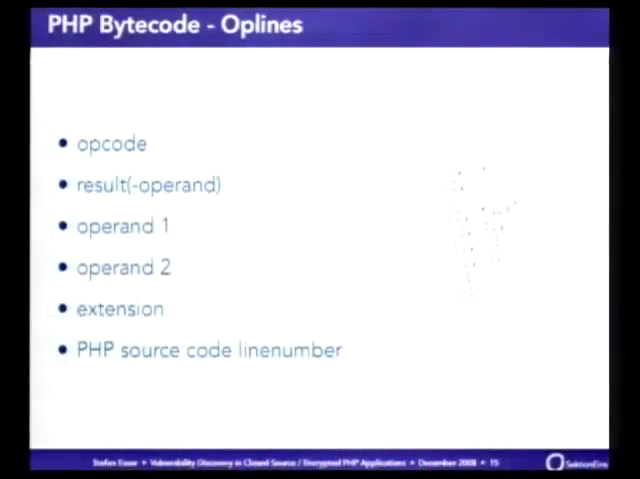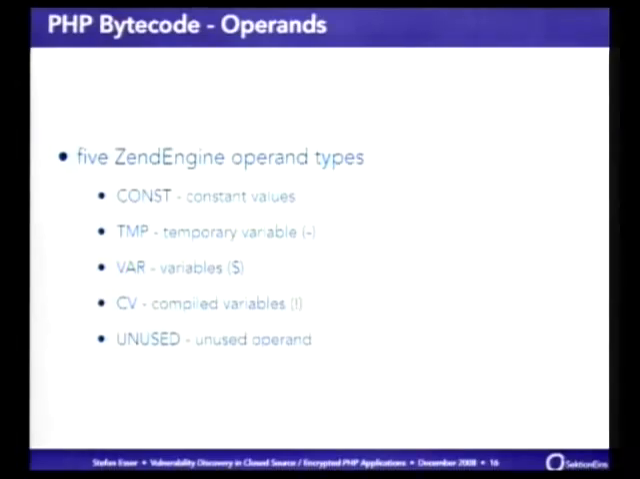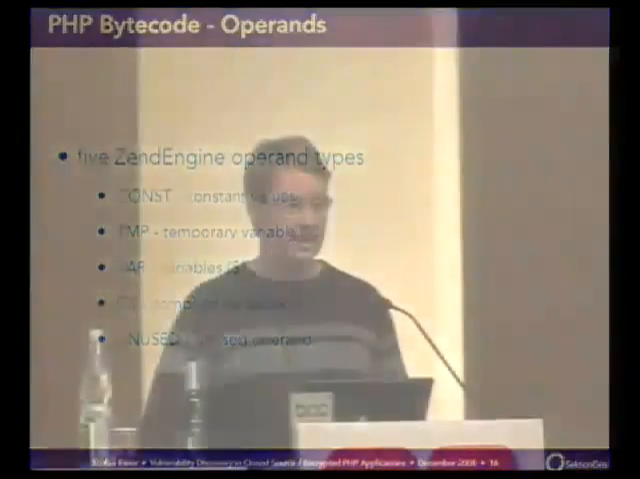So, something about the operands. In PHP, which is very important, there are 5 different operand types. First there's the const operand type, which is for constant values, like never changing things in the source code, like a defined string, a defined number, or a defined array. So these cannot change. So if you see them somewhere in the bytecode, you know that this cannot be user input because it's always a constant.